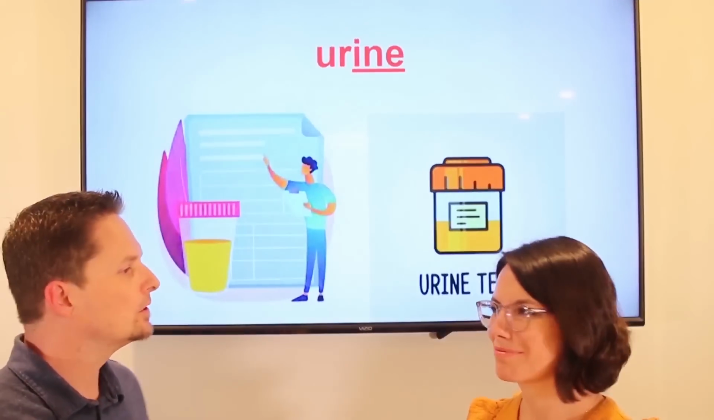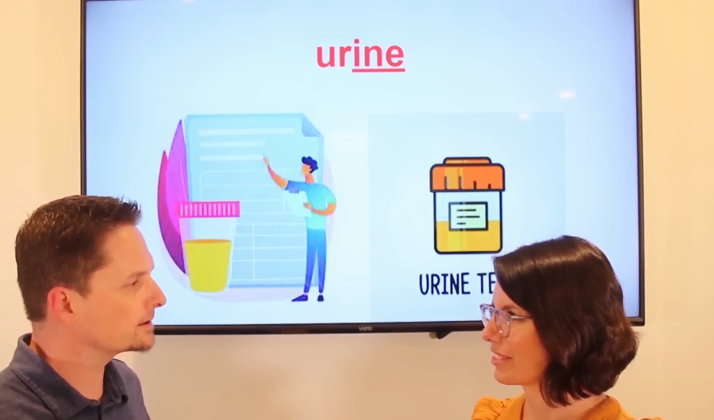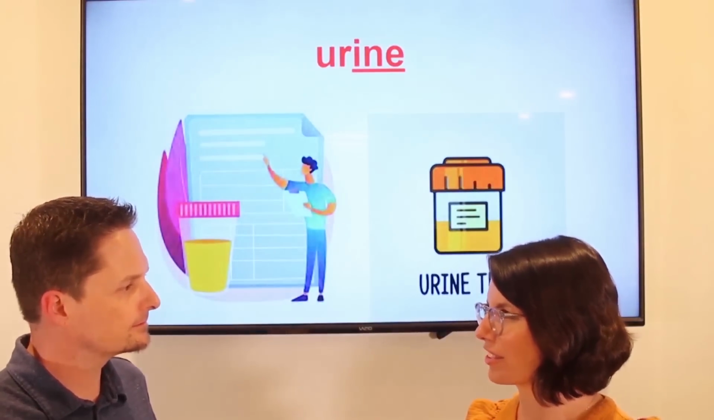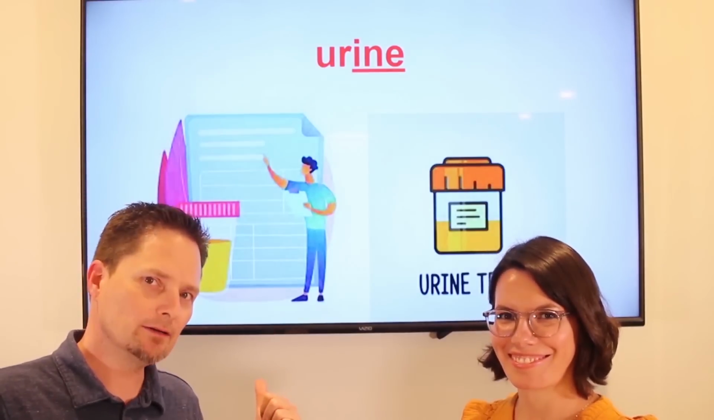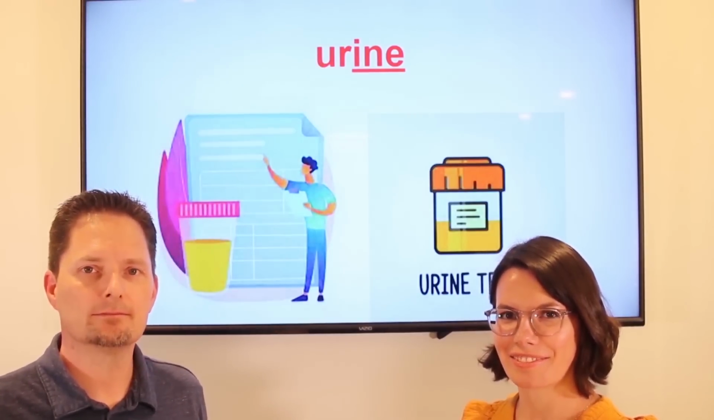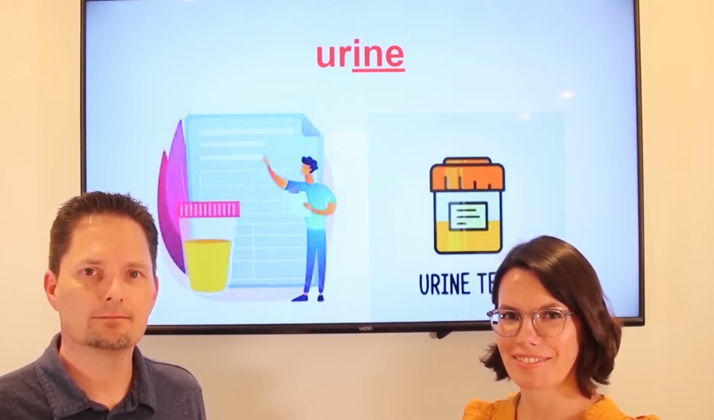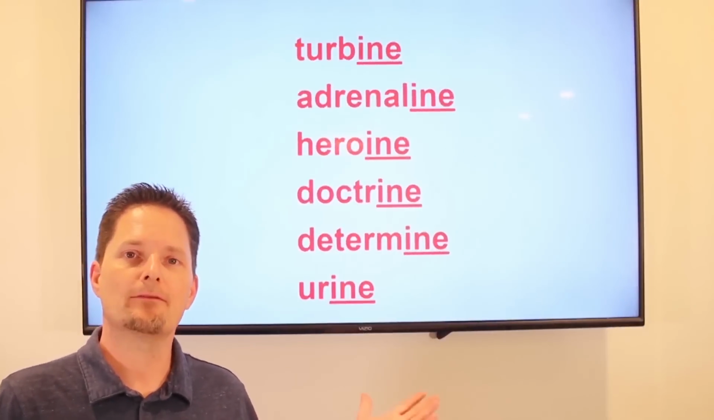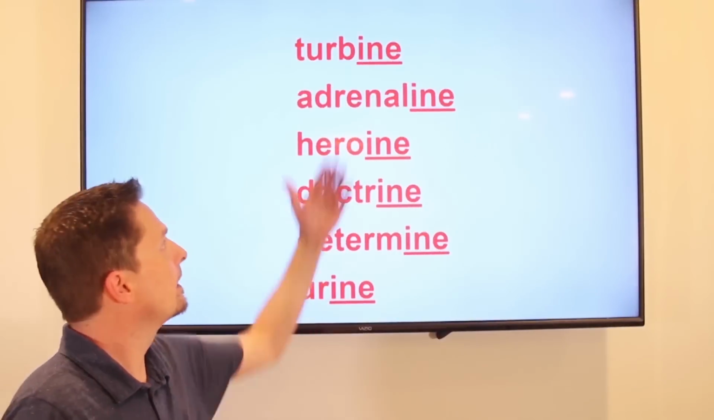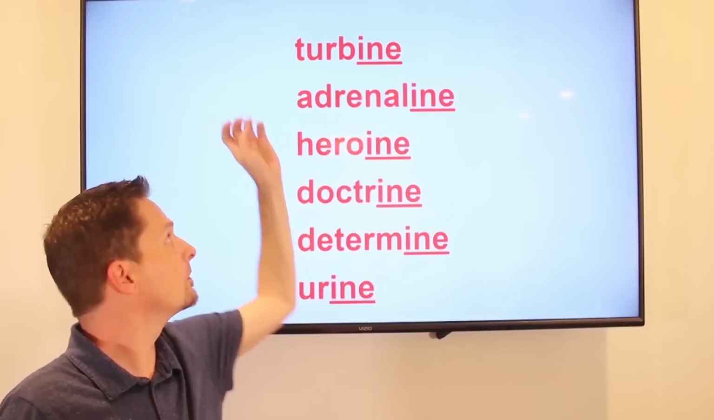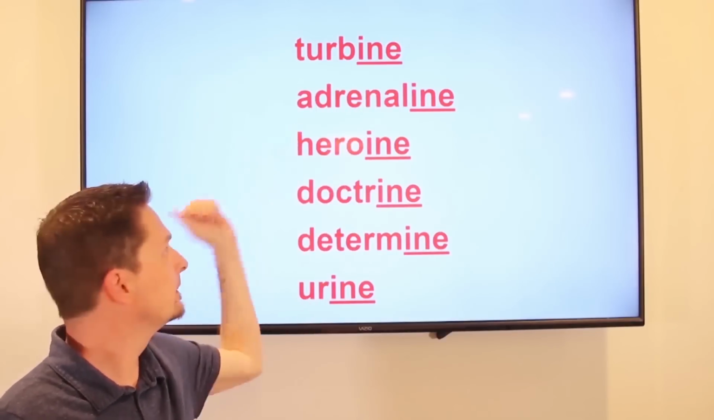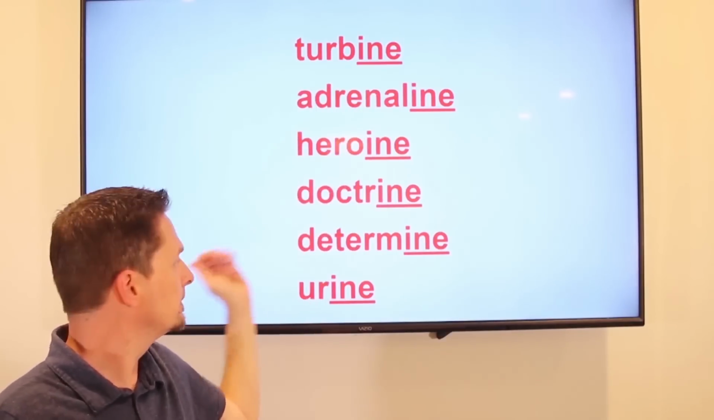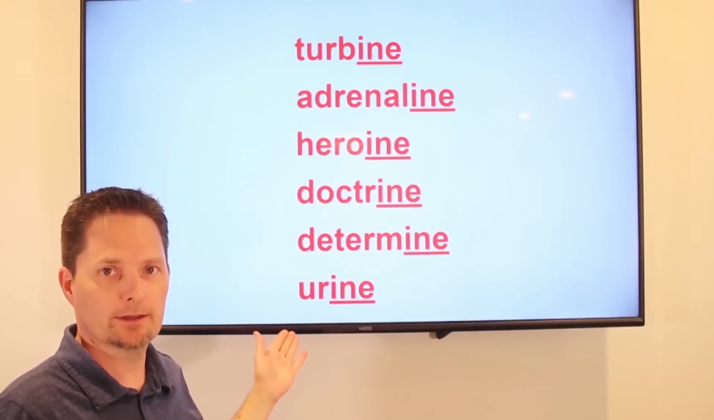Let's practice. Do they test your urine for drugs? Yes, they test your urine for drugs. Do they test your urine for drugs? Very good. So remember, these words are special. They have a special pronunciation. Pronounced in. Example, turbine, adrenaline, heroine, doctrine, determine, and urine.